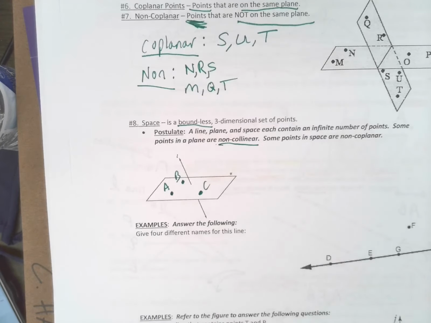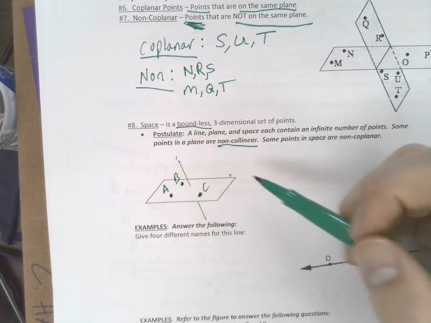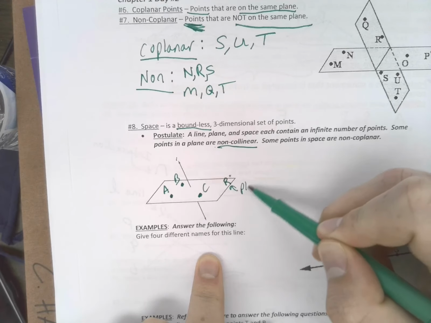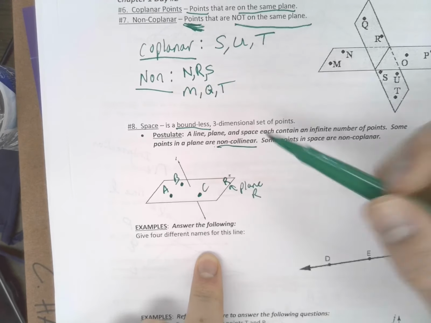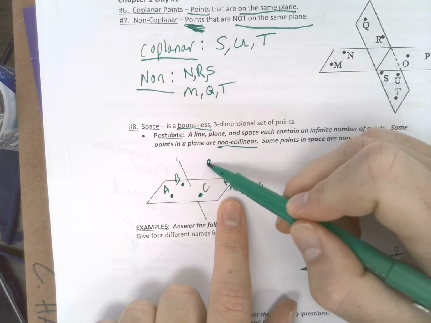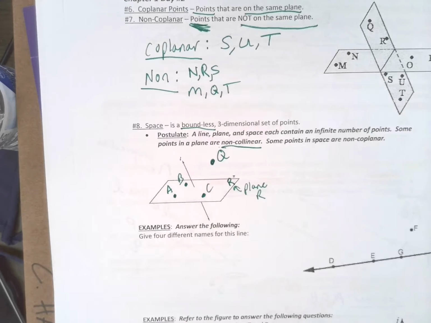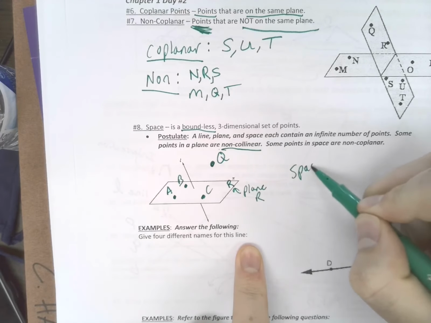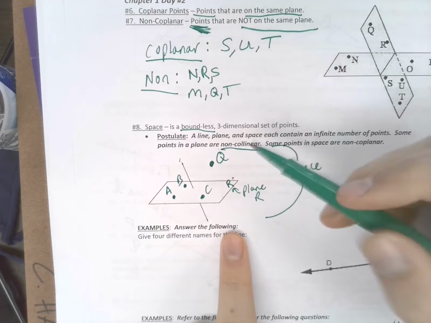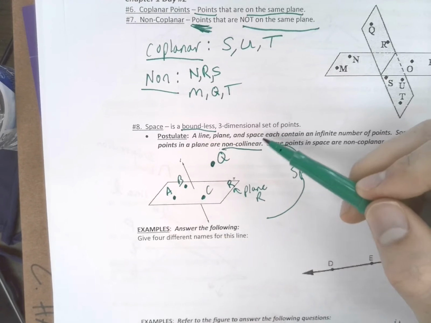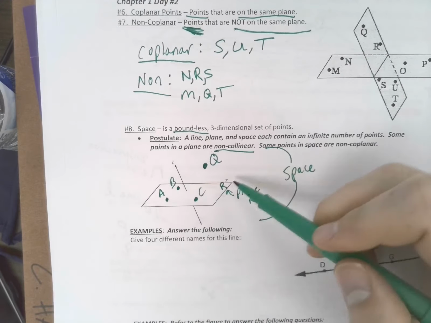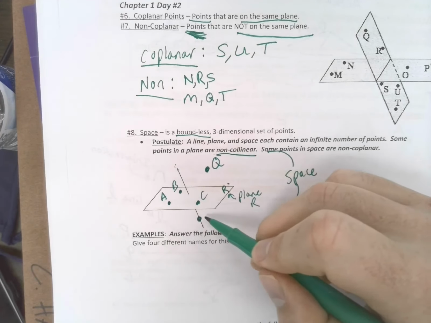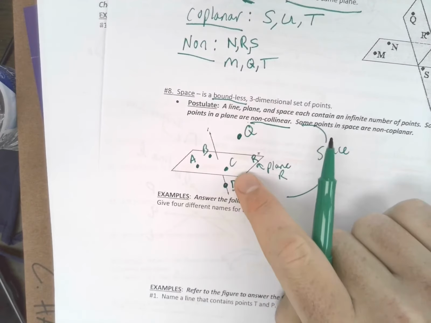Check it out. Here's our plane. Let's call it R. We got plane R. And let's put a point out here, and I'm going to call it Q. This point out in space, again, space is everything. But this point Q is not on the plane. It's non-coplanar. In fact, I could have picked a point on the line. Let's call this D. Point D is not in this plane.